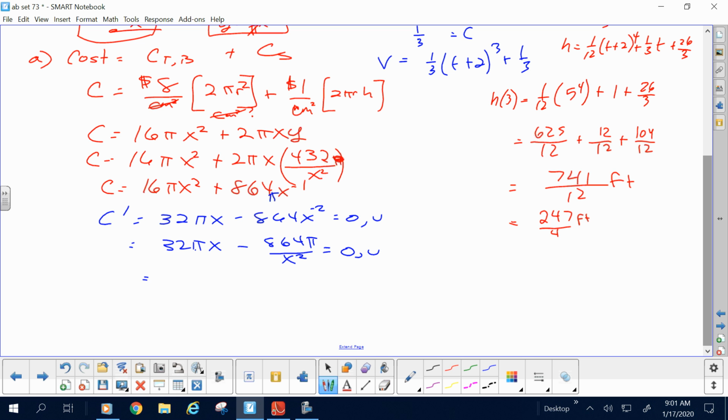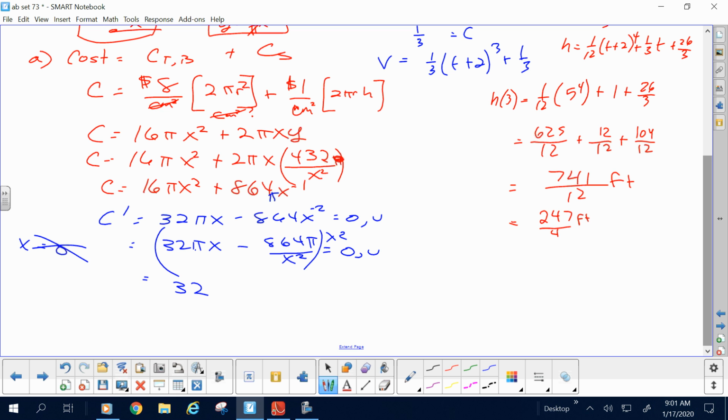Factor out. I'm not a big factor out. Let's clear the fractions, shall we? So would you agree, first of all, critical number is zero because the derivative is undefined, but is that an actual possibility? No. You can't get a volume of 432 pi with a radius of zero. So that's not even in the domain. So that's gone.